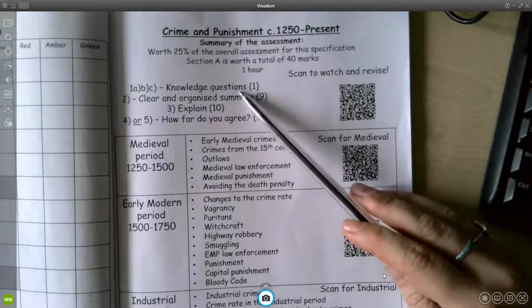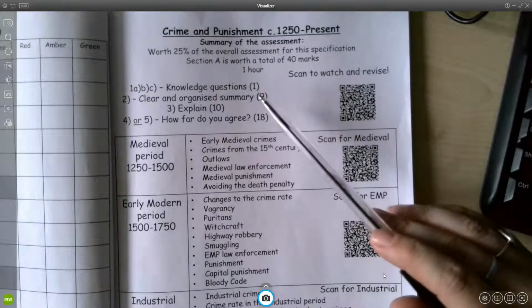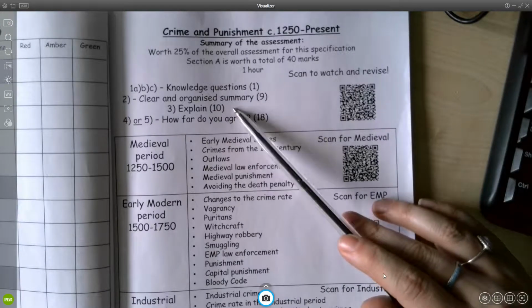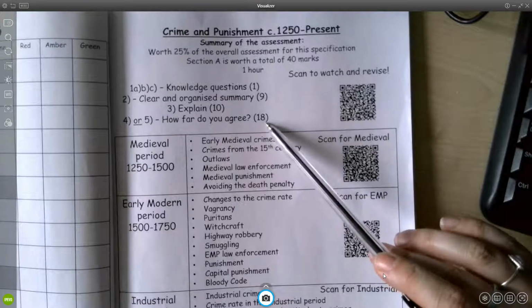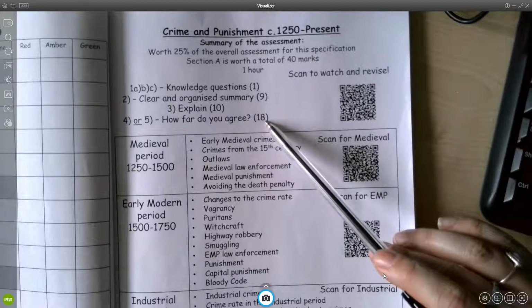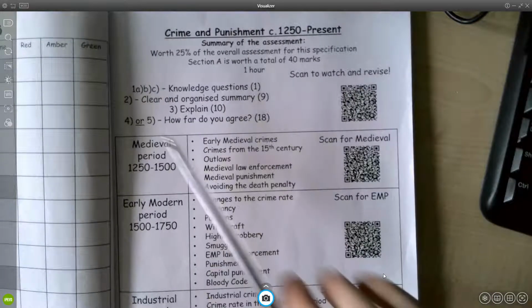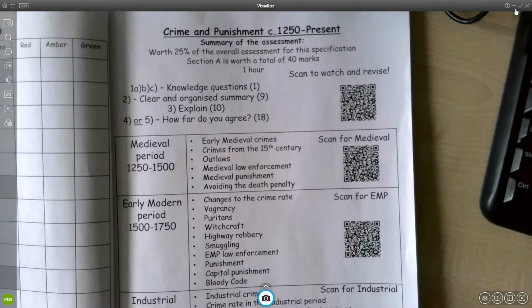The questions that you can expect to meet are those 3 knowledge questions, a clear and organised summary, an explain question, and there are 2 how far do you agree questions for 18 marks. You either do question 4 or you do question 5. You don't do both of them.